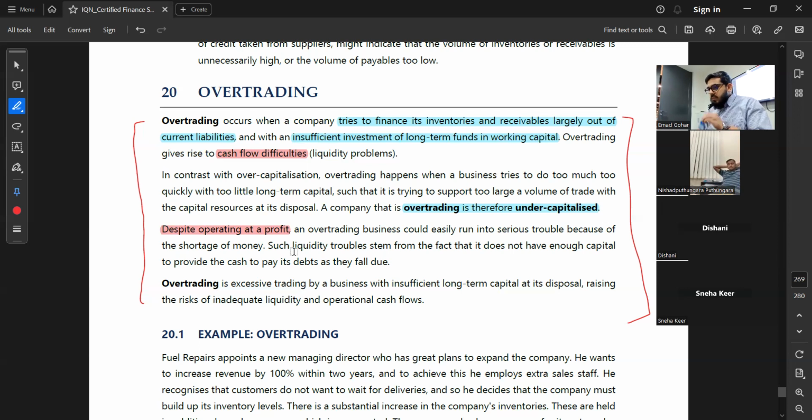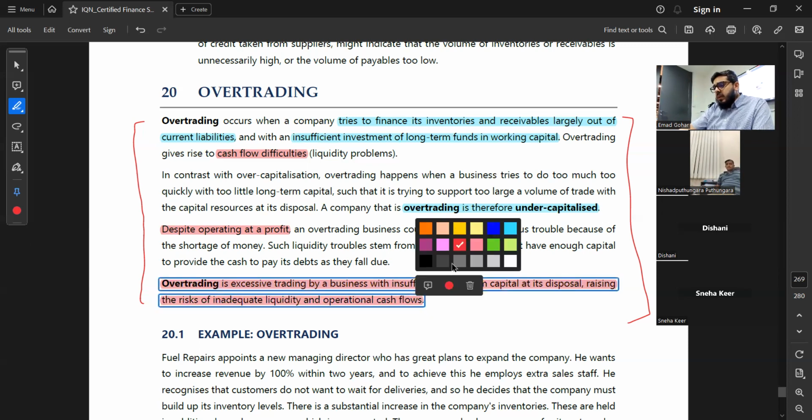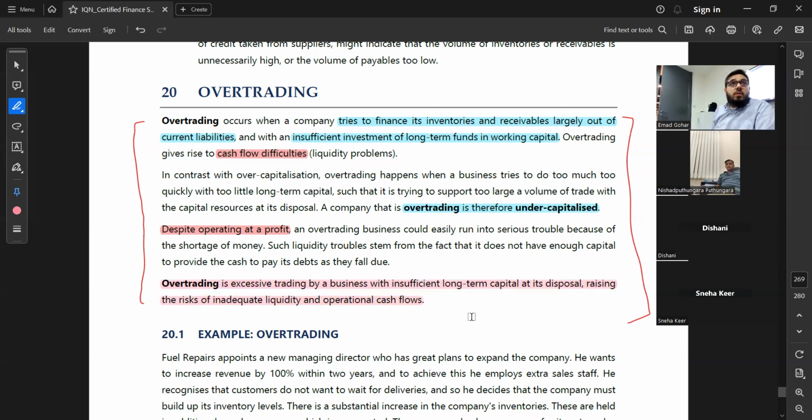Overtrading is... This is the conclusion. So you are doing excessive trading without any backup plan. Okay, so you don't have a plan B. That if my customer will not pay, if I am not able to sell my inventory, how will I pay my liability? Clear? Right or not?